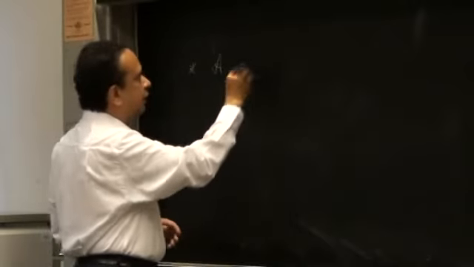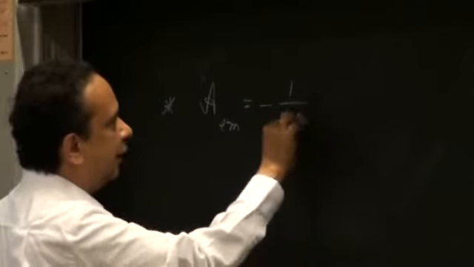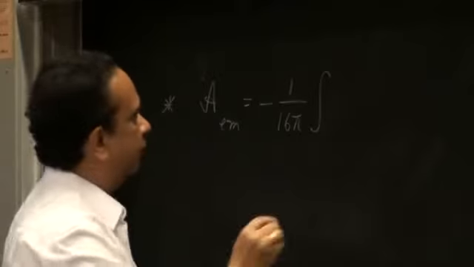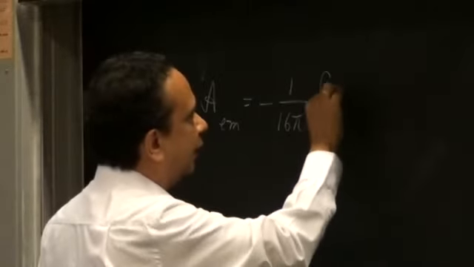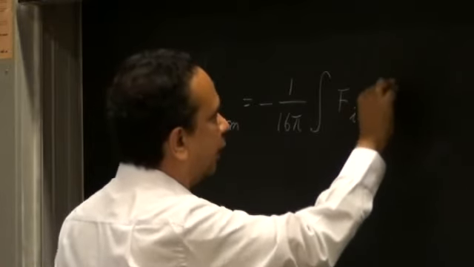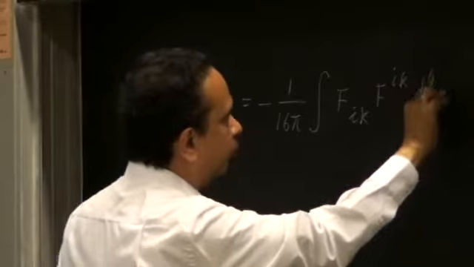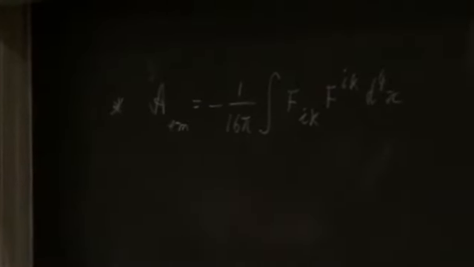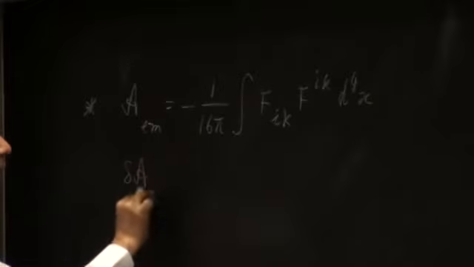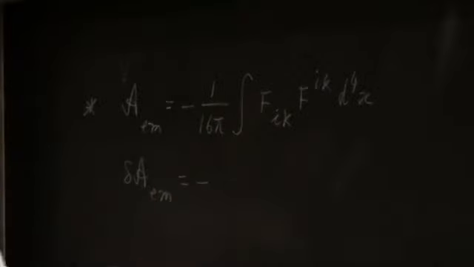you have a theory which is, in some notation, 1/16 pi again, F_ik F^ik d4x, flat space-time, Lorentz invariant electrodynamics. Now you want to study the variation of this. So if you look at the variation, delta of the action, let's see what we will get. You are going to vary this.